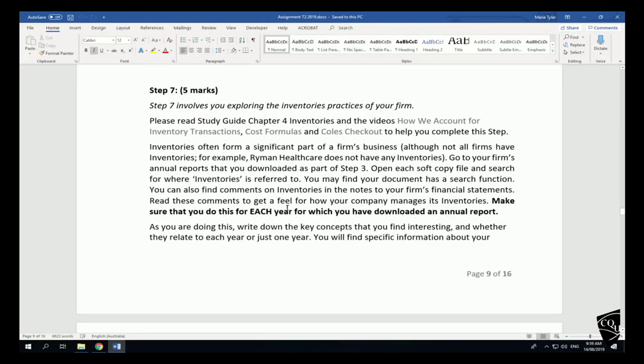Read these comments to get a feel for how your company manages its inventory. Make sure you do this for every year for which you've downloaded an annual report. So I'm just going to show you 1 year, but you need to do it and talk about it in step 7 for all of the years, okay?